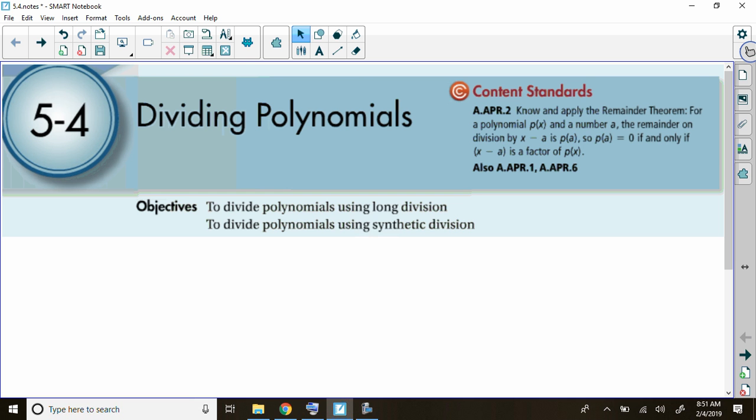Been at this for 15 years, maybe a little longer. But anyway, today we're looking at dividing polynomials. Dividing polynomials, Chapter 5, Section 4.